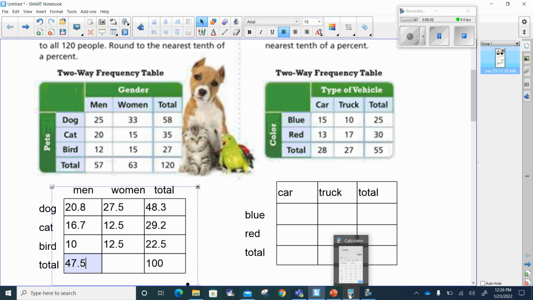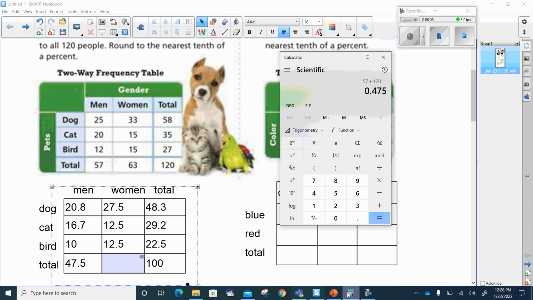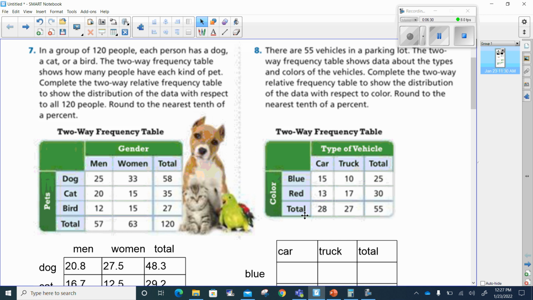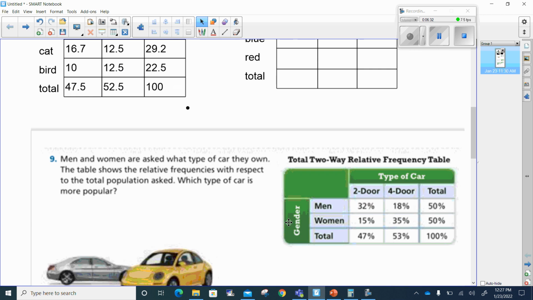And then the next one would be 63 divided by 120. That equals 52.5. And now we have all the numbers for our two-way frequency table. You have number 8 to do. I'm going to be doing number 9.